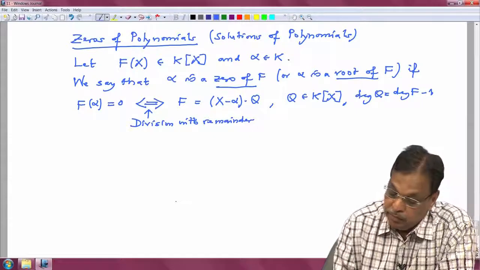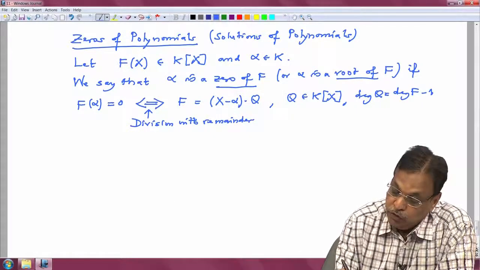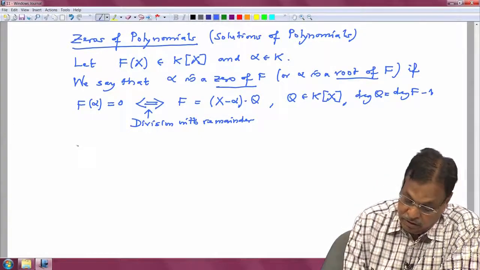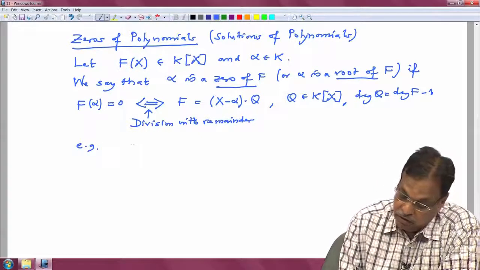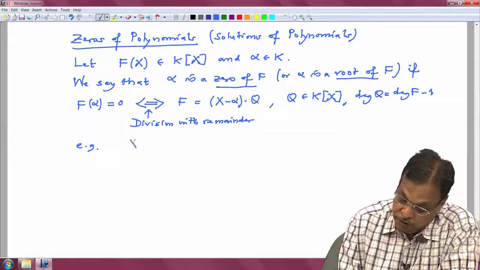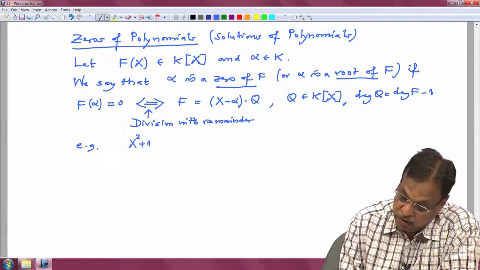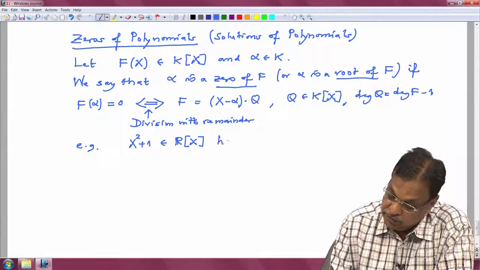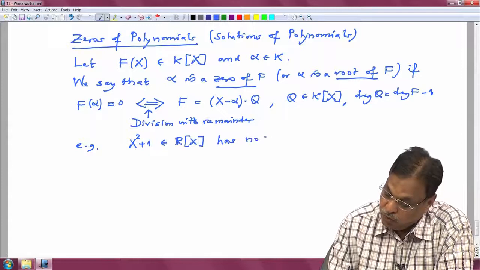So, a polynomial with coefficients in k may have a 0 in k or may not. For example, the polynomial x square plus 1, if you think of it as having real coefficients, has no 0 in real numbers.